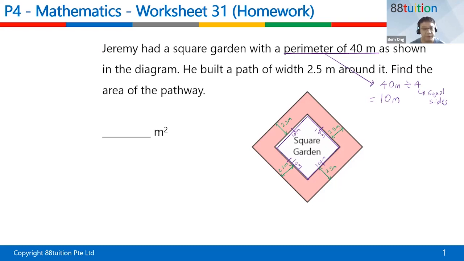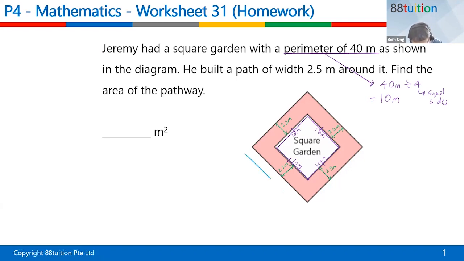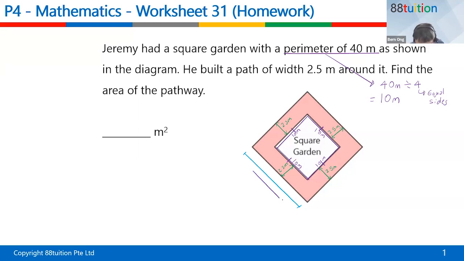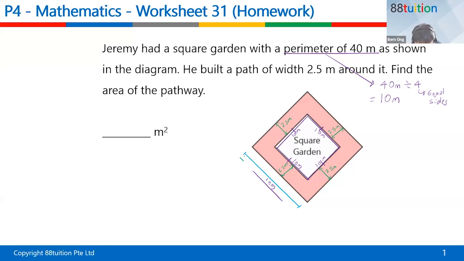Find the area of the pavement. So children, what do you see? Do you see that this portion here, I can actually find the length, which is made up of the square 10 meters inside? Can you see the 10 meters inside? And also the green color, 2.5 meters up here, and the 2.5 meters below. Can you see that, children?